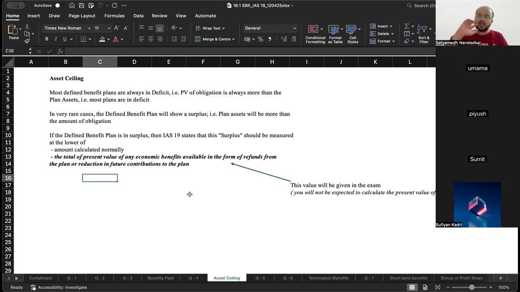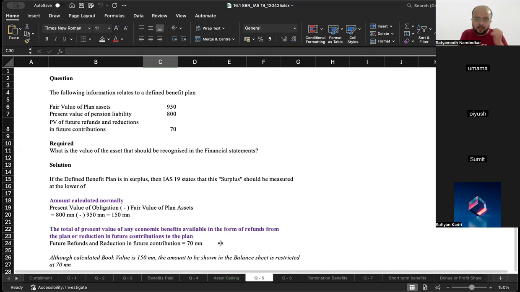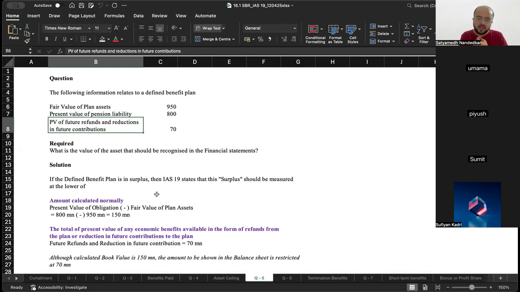So they are saying that even if the net asset value comes to 50, but if you have reasons to believe, if you have calculations to prove that the present value of future economic benefits available in the form of refunds from the plan or reduction is less than 50, then don't show the asset at 50, show it at the lower amount. So, आपका fair value of plan assets could be 950, present value of liability could be 800. So, your net asset position is 150, but present value of future reductions or present value of future refunds and reductions is 70, then what you will do is you will cap the asset value at 70 and you will not take it to 150.